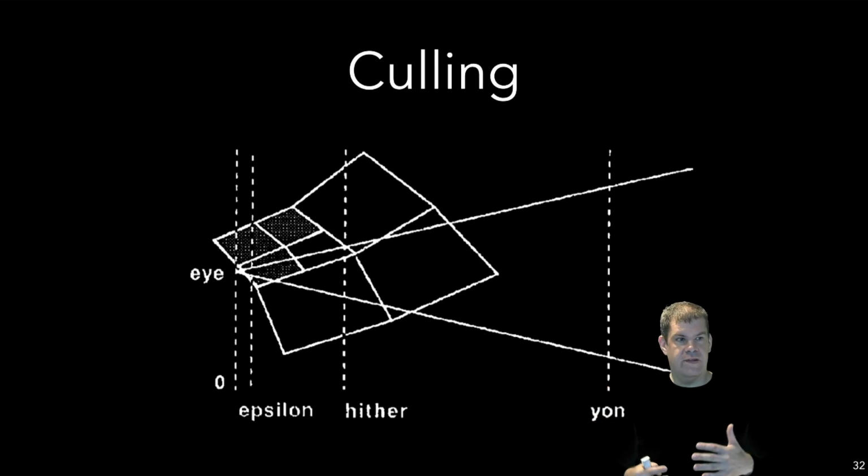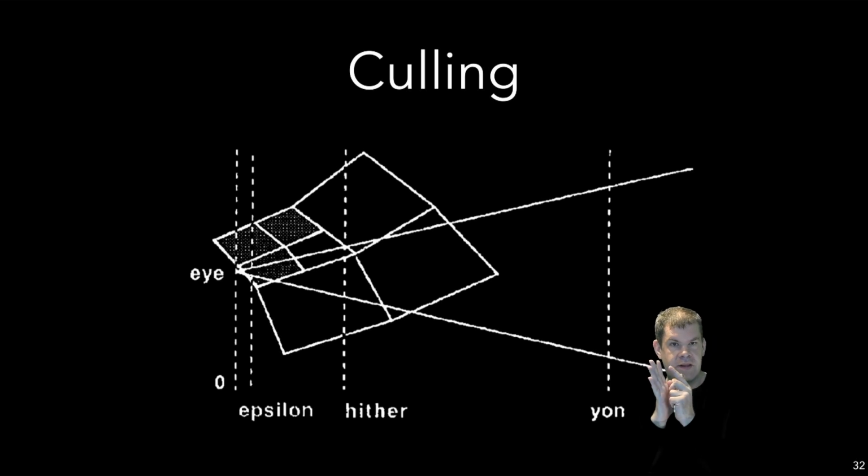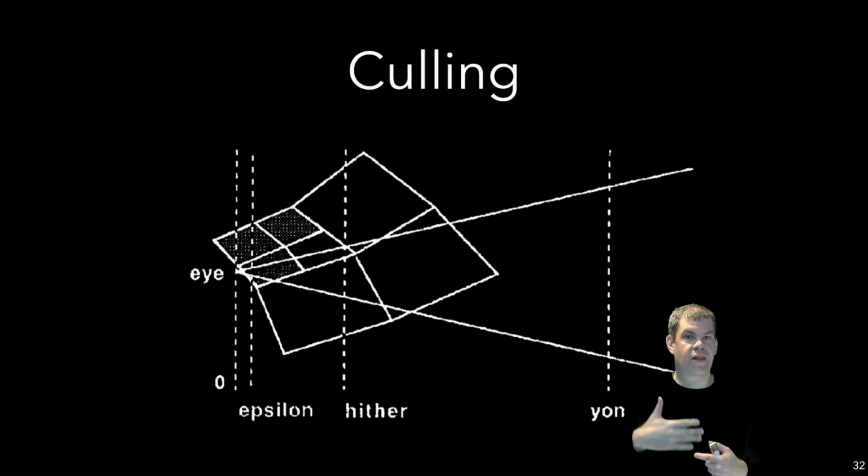To avoid this, we have to introduce another kind of near plane that is a little bit further away from the viewer, to cull things a little earlier. So that's a small detail that you have to observe.